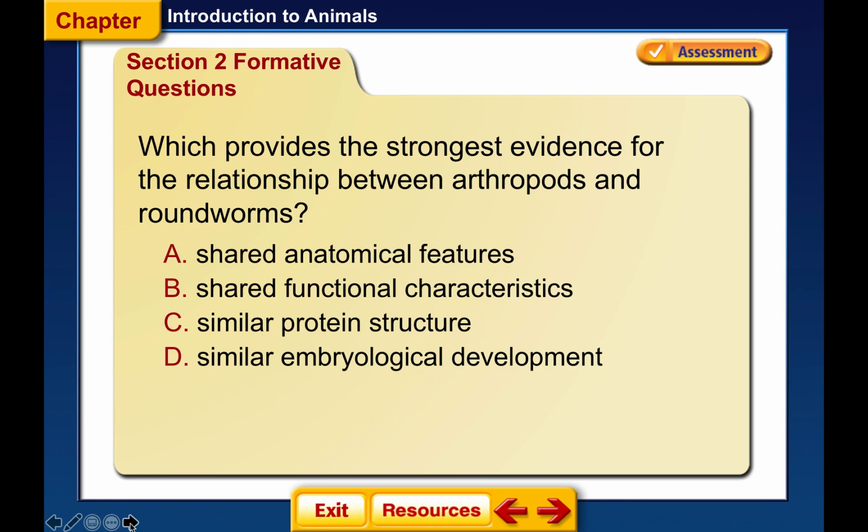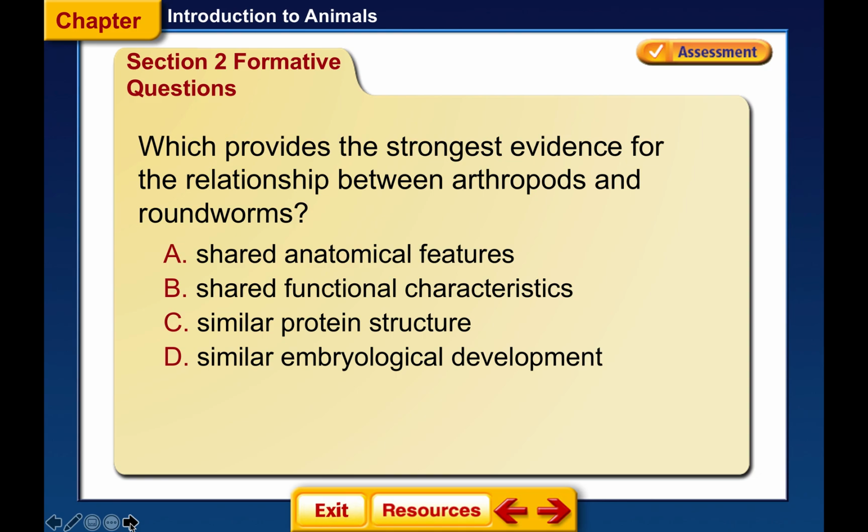Now, we really haven't talked about this, but an arthropod is going to be Arthropoda, the phylum where we have our crustaceans and our insects. So our roundworms now are going to be our nematodes, which are our parasitic worms, heartworm, whipworm, those kind of things.